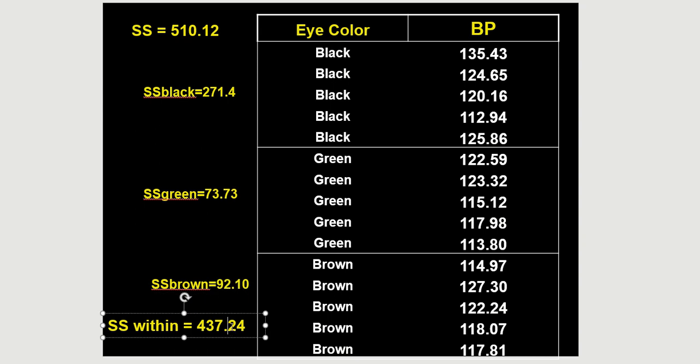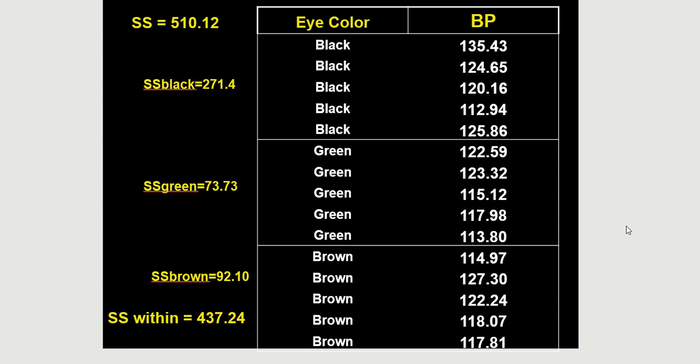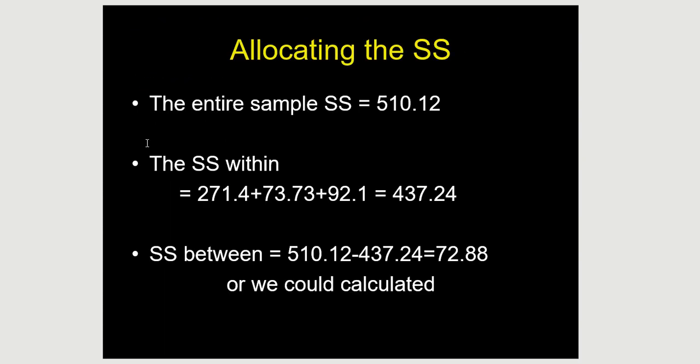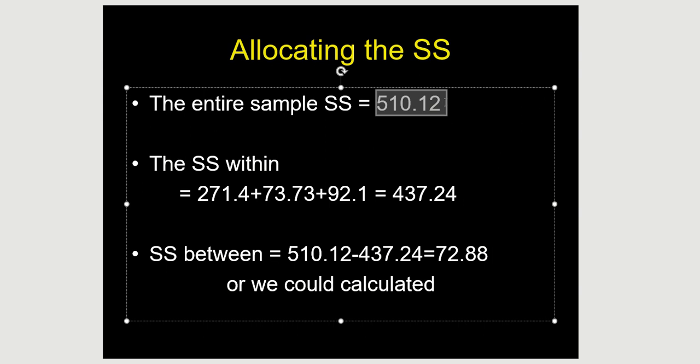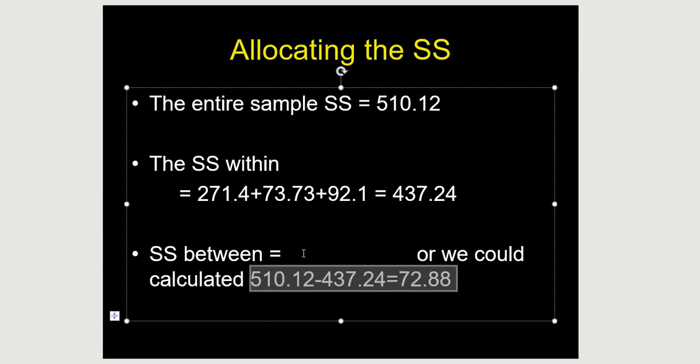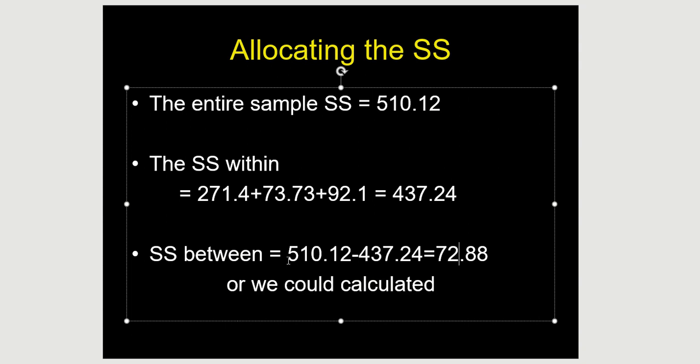Now this time around, if you look at the sum of squares within, it came out to be 437.24, and you can see that this time the vast majority of the sum of squares total went to the within, which means that the between will not get a whole lot of sum of squares. So the entire sample sum of squares was 510.12. The within came out to be 437.24, which left for the between 72.88.